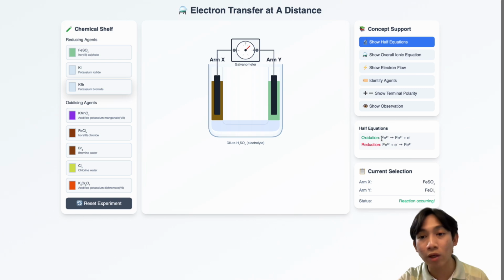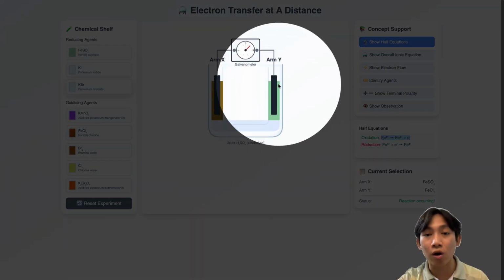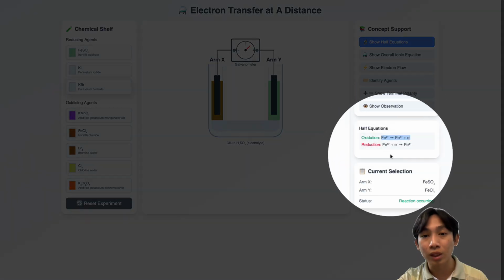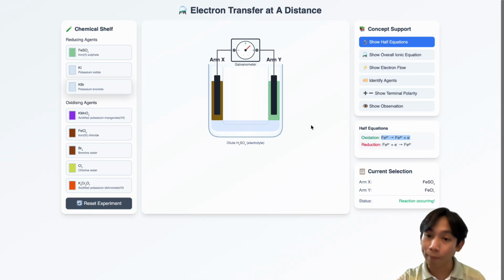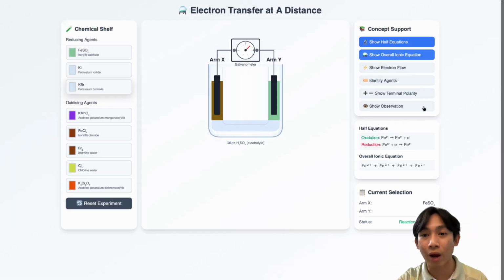Because the iron 2 ion is being oxidized to become iron 3 ions, where we all know iron 3 ion is brown color. Whereas the iron 3 chloride is being reduced, the iron 3 is being reduced to iron 2. So the brown color will turn back to pale green. So reaction occur. Okay, so we can show the overall ionic equation.